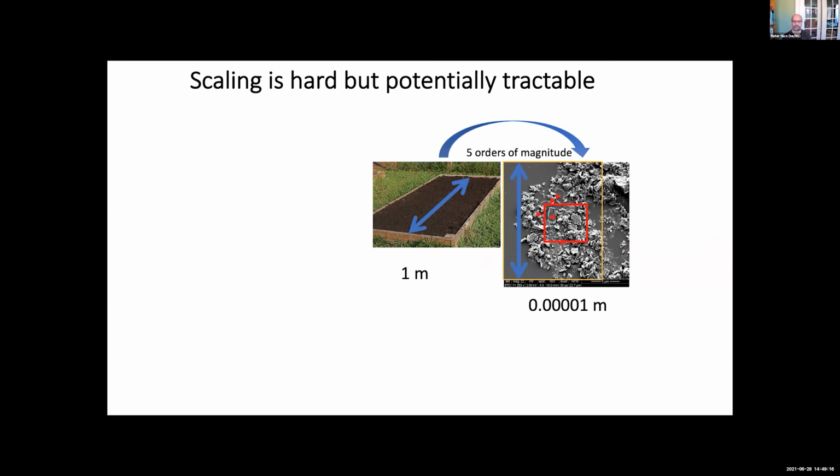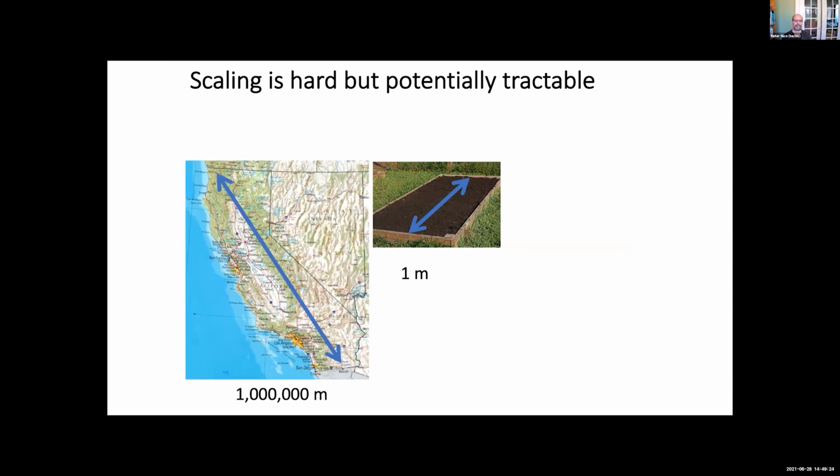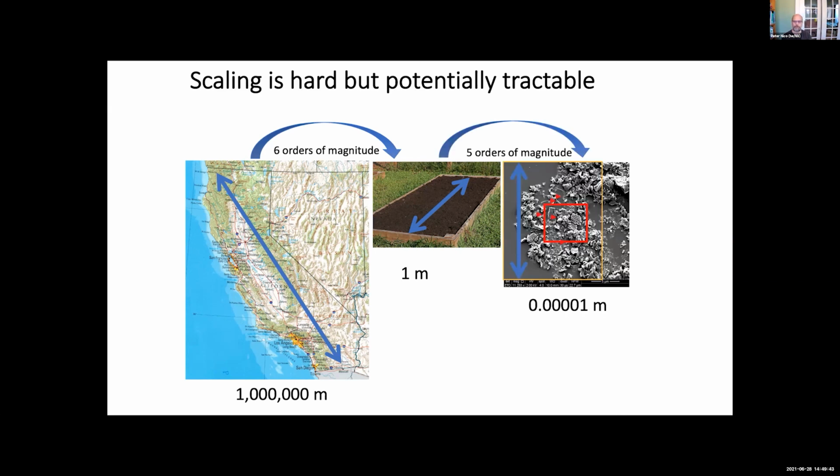This is a challenge, and I don't mean to minimize it, but I will also point out that there are plenty of experiments that take a few meter scale plots and then scale up to the size of the Sierra Nevada forests in California. And this is a 6 order of magnitude jump from the same type of scaling techniques. So there's things we can learn from large scale experiments to try to understand how we can do our scaling.